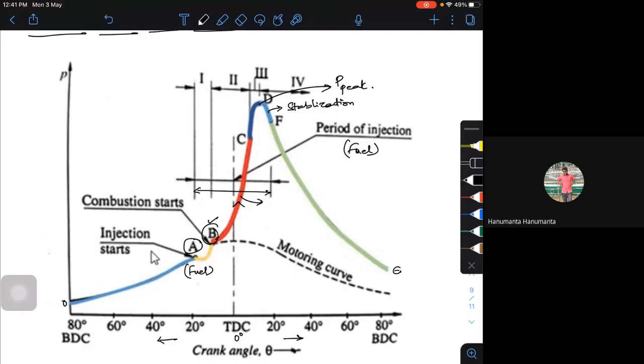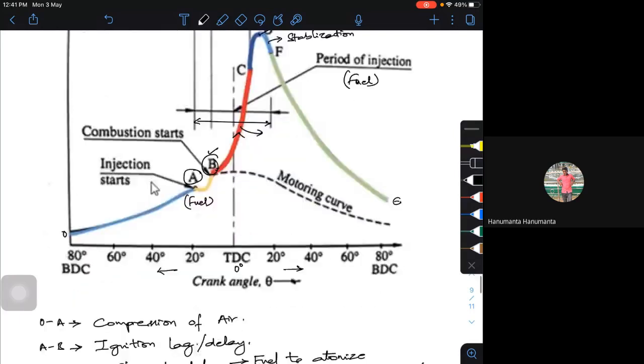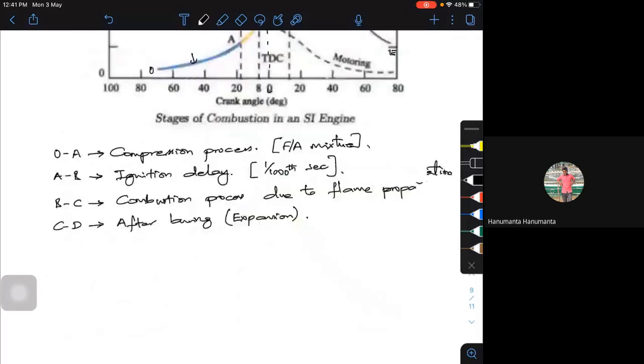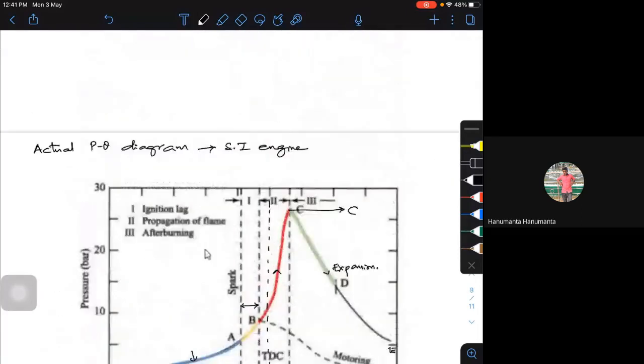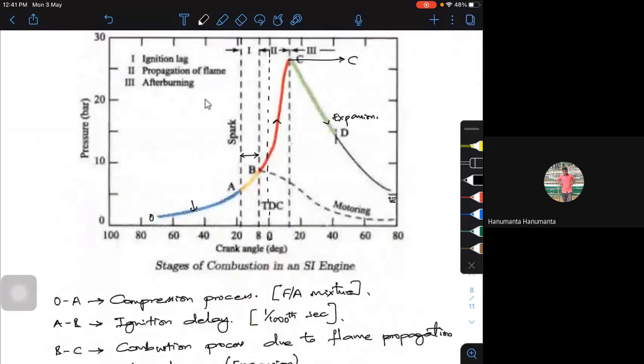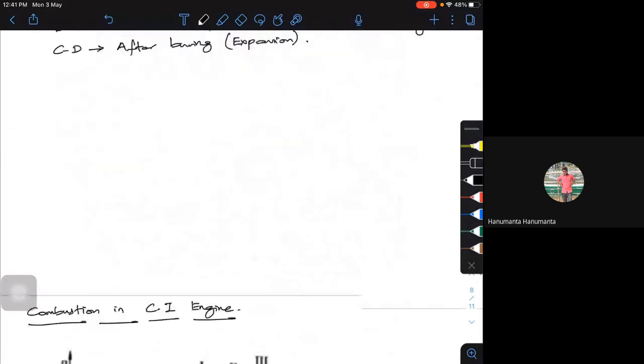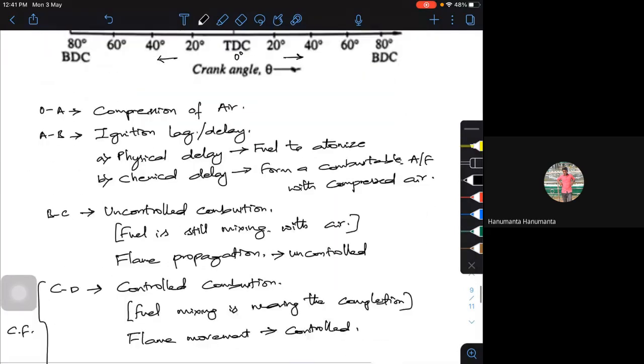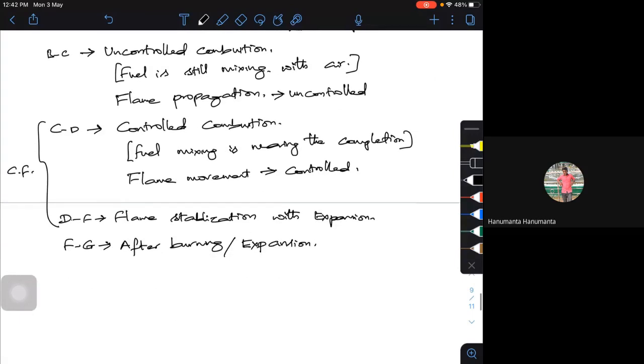Okay, fine. So is it clear? So this is about your combustion in SI engine, and I have gone into detail in such a way that it's easy for you to explain. So I have put very simple sketches with some kind of coloring, so it will be much easier for you to understand. So both combustion in SI engine and combustion in CI engine. Is that clear? Any doubts?